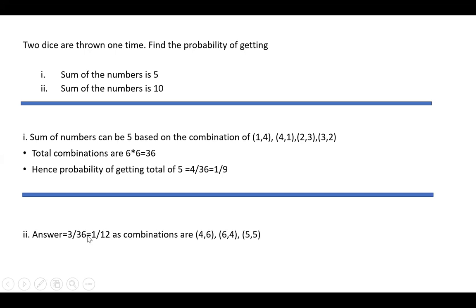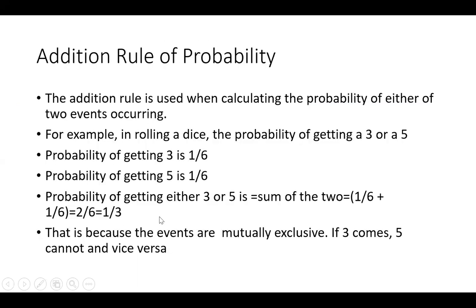Second answer, 3 by 36. Because the sum of the numbers being 10 can only come from 4 and 6, 6 and 4, and 5 and 5. So the three combinations which can give rise to sum 10, and therefore 3 by 36 is equal to 1 by 12.